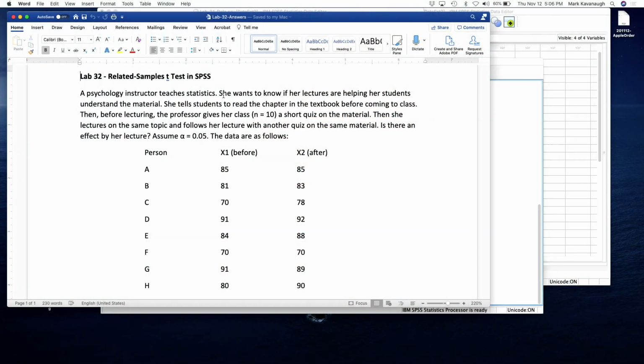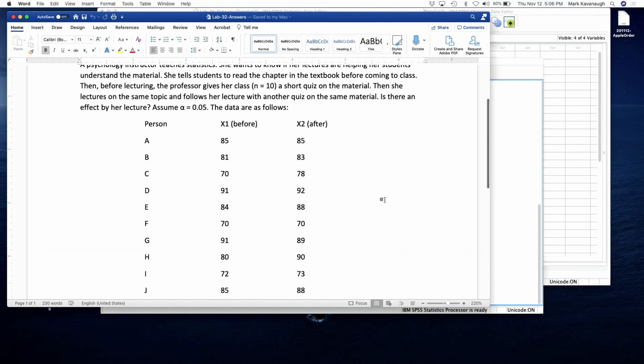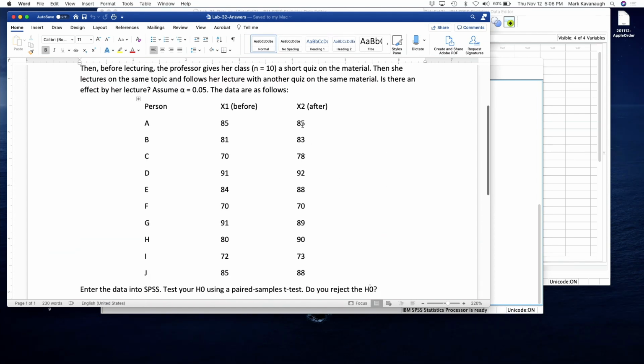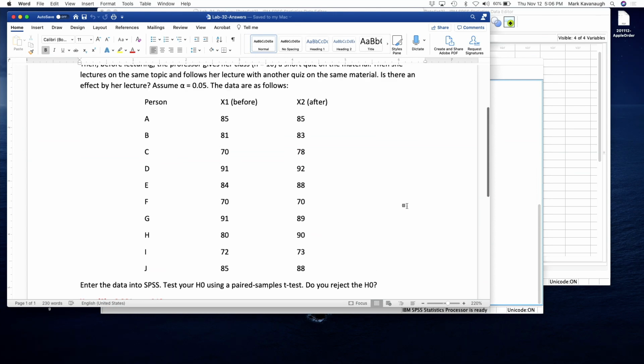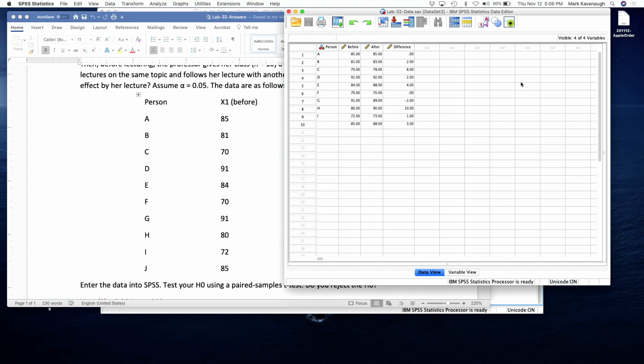There's only 2 of you, so I can't really get any data on that, but kind of funny that that's what the example is. So we have 10 samples. We have before and after scores. This is before and after the lecture. So we're going to see if that makes a difference. So we take all this information. Let's get into SPSS here.